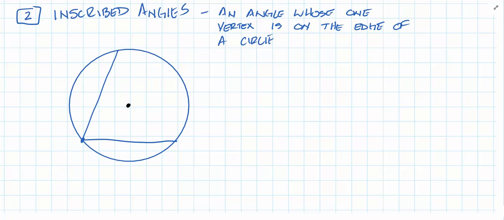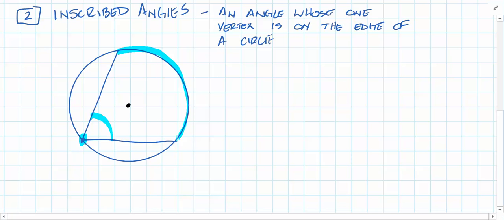The heart of this lesson is talking about inscribed angles. When we see the phrase inscribed angles, we're talking about an angle whose vertex is on the edge of the circle. This is the vertex that I'm talking about, on the edge of the circle. The inscribed angle is the one that is swept out from here, and this is the intercepted arc. So we have inscribed angles and intercepted arcs.